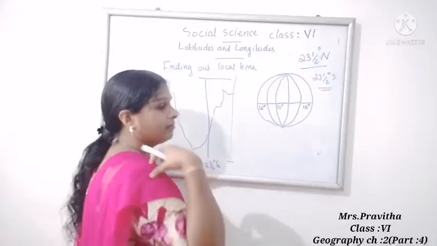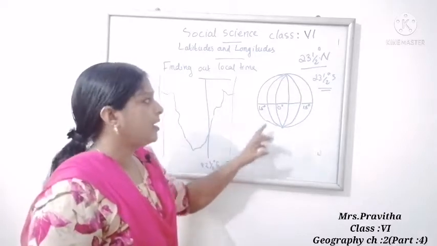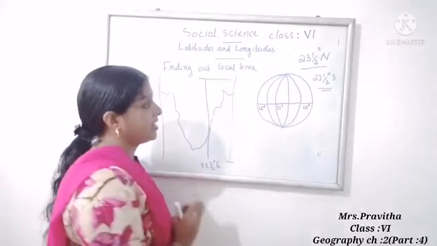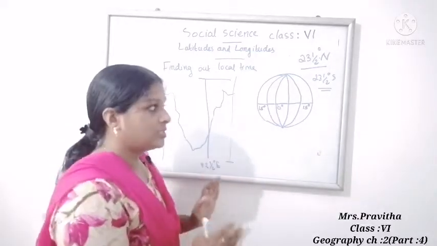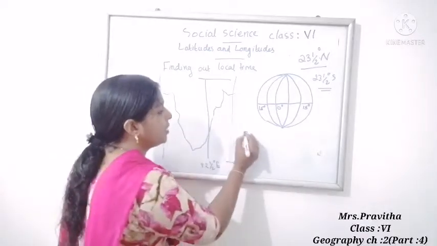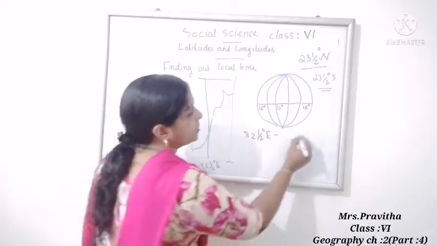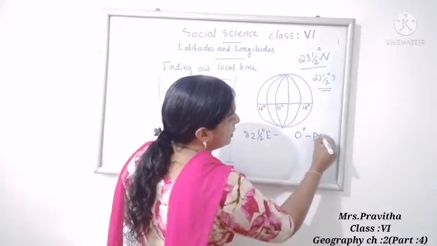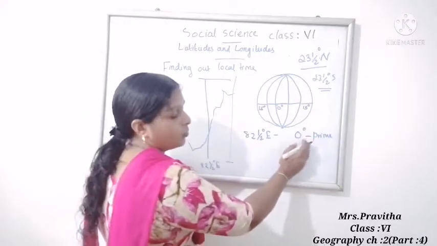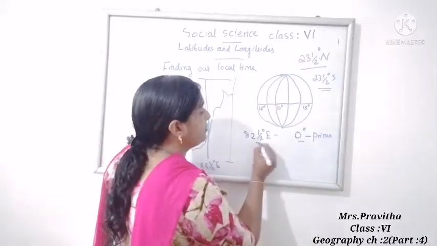Now we will calculate the distance of 0 degree longitude, which passes through Greenwich in London. We can calculate the time difference between the Greenwich line and Indian time. The standard meridian of India is 82.5 degree east, and 0 degree is the prime meridian. Now we calculate the time difference between London time and Indian time.